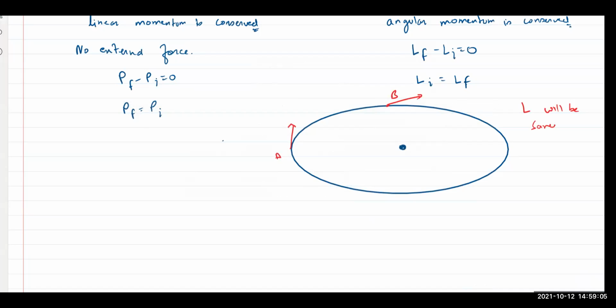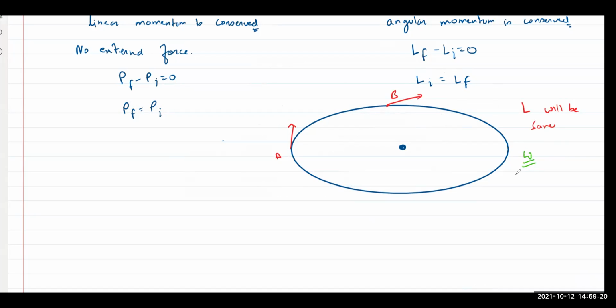Something happened. L will be the same, right? Yes, magnitude wise only. I'm talking about magnitude wise, because here we talk about magnitude. यहाँ पे magnitude की बात कर रहे हैं, है कि नहीं? Magnitude की बात कर रहा हूँ. Magnitude will be same. But what about omega?